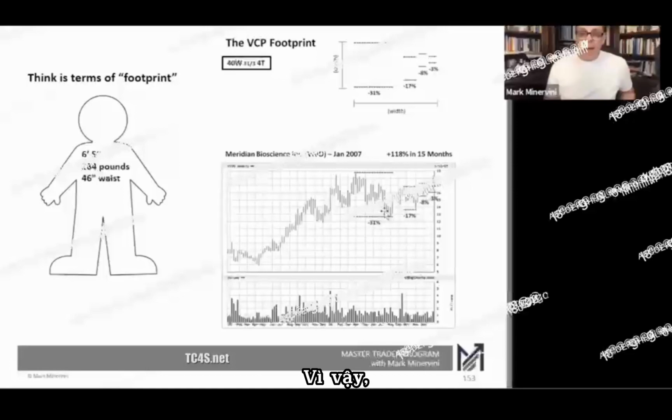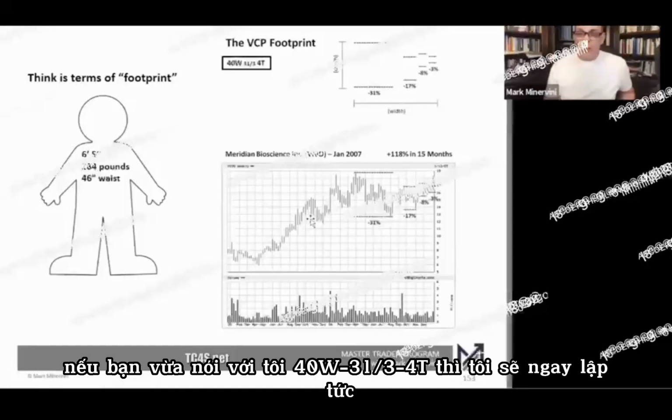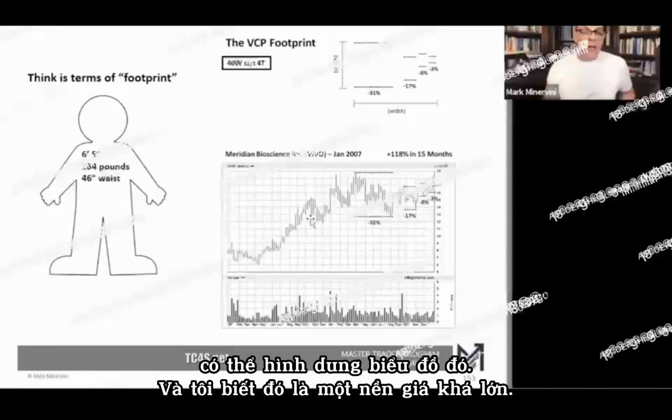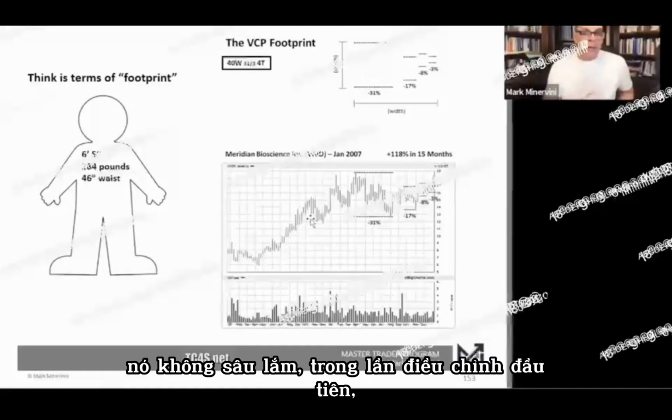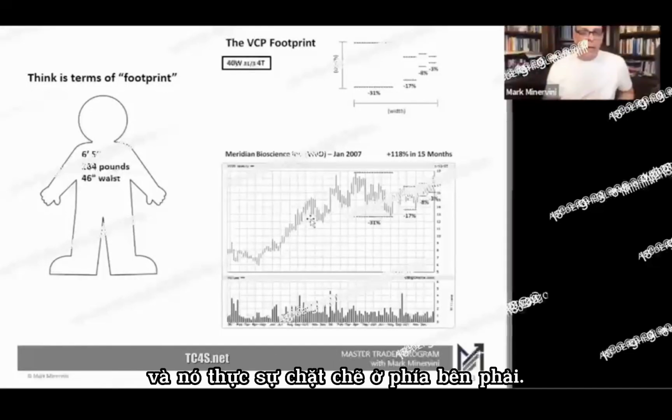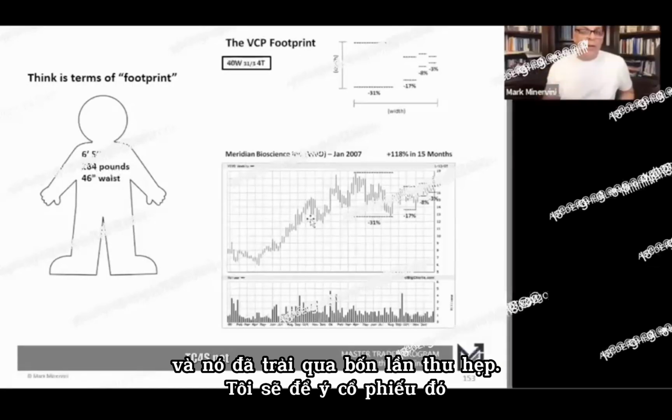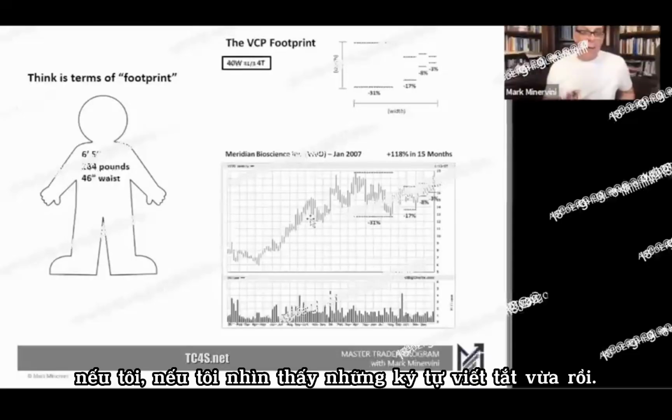So with that, if you just told me 40W, 31 by 3, 4T, I would immediately be able to visualize that chart. And I know it's a pretty big base. It's not very deep in the first pullback, and it's really tight on the right side. And it's gone through 4 iterations. I would be interested in that if I just saw that abbreviation.